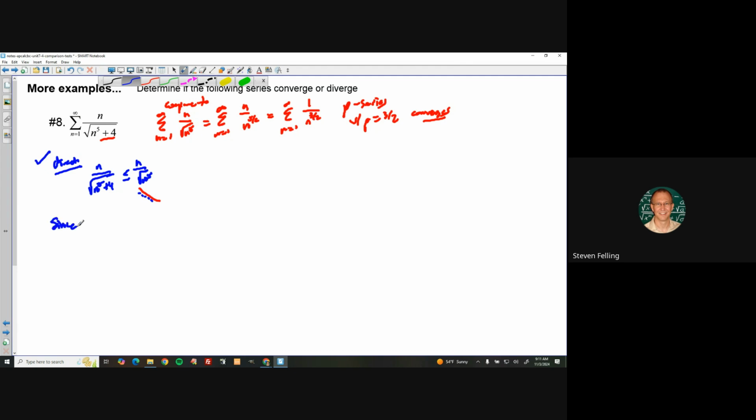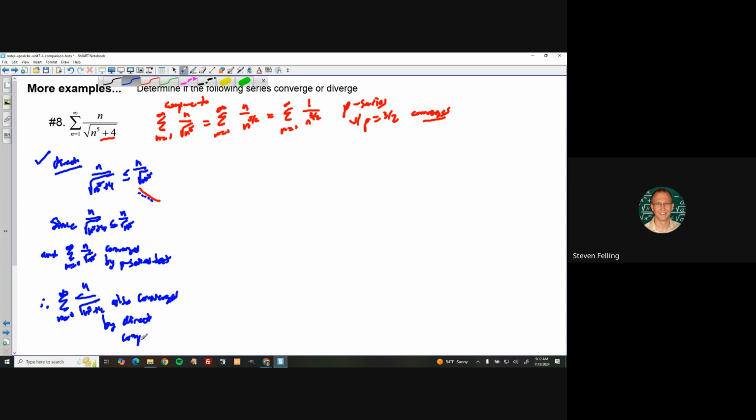We can just say since n over the square root of n to the fifth plus 4 is less than or equal to n over the square root of n to the fifth, and the simpler series, n over the square root of n to the fifth, converges by p-series test, therefore the original series, n equals 1 to infinity of n over the square root of n to the fifth plus 4, also converges by direct comparison test. This writing's getting pretty bad. Okay, so direct comparison works.